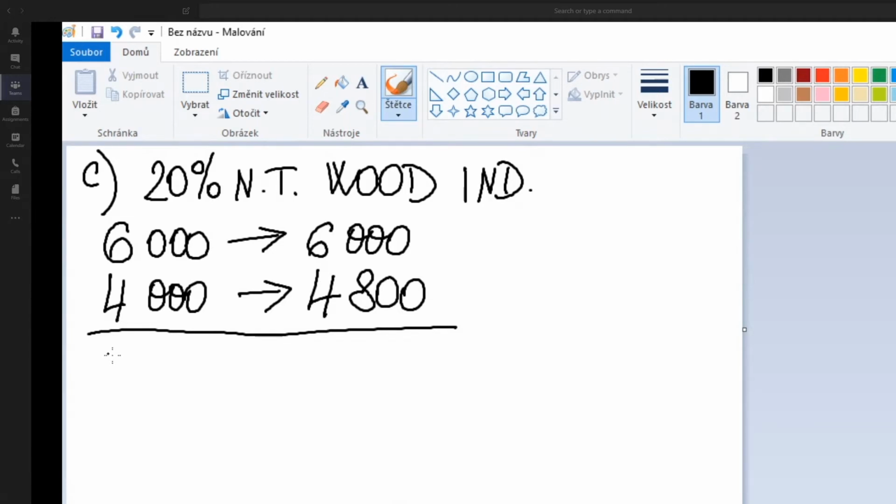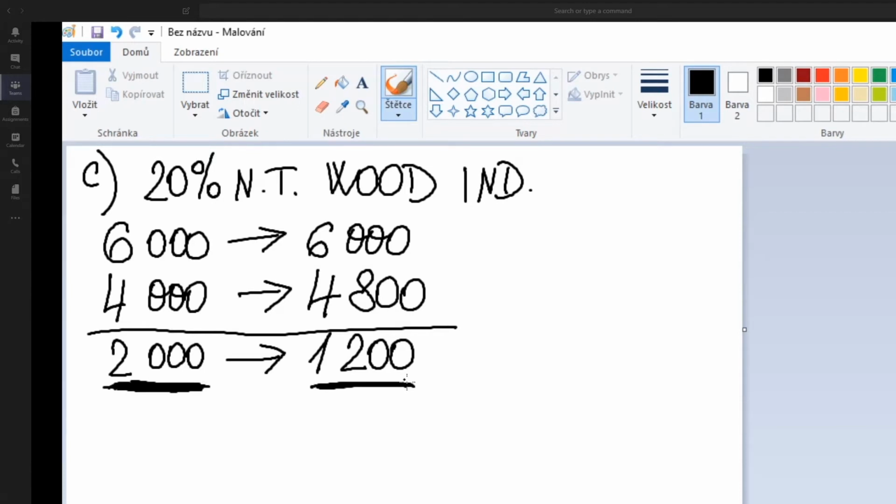Why? Because the world producers are able to produce the whole table within 2,000. This is their value added in the world. But because there is a domestic tariff protection on wood, the domestic producers have now a worse situation. Why? Because they must be able to do the whole table within 1,200.